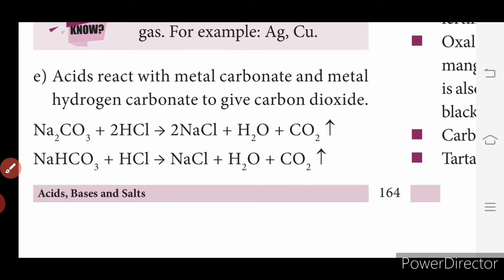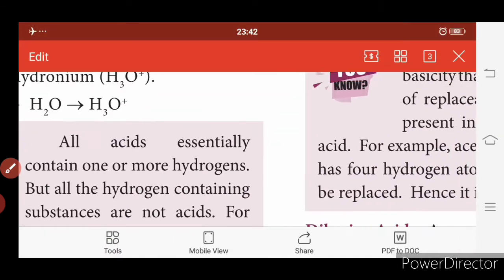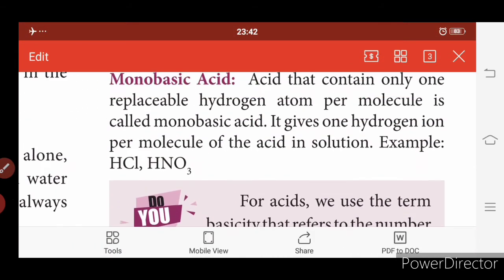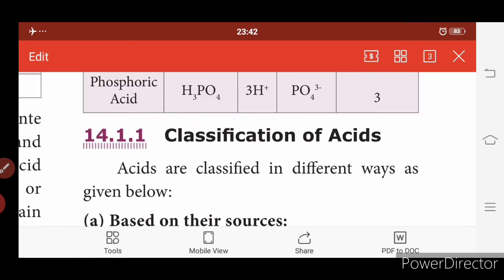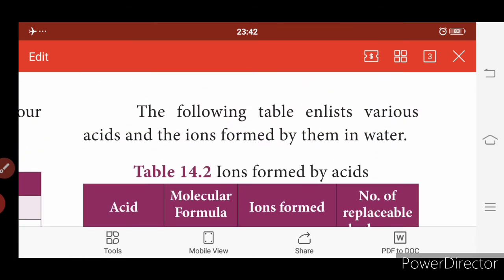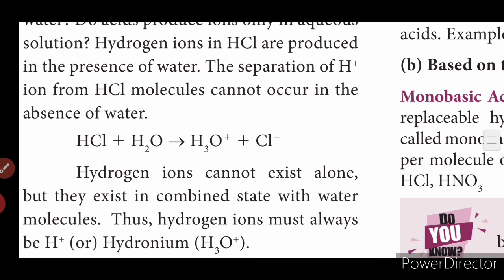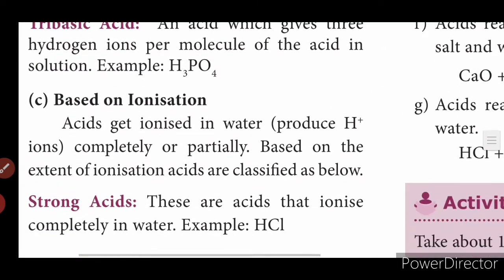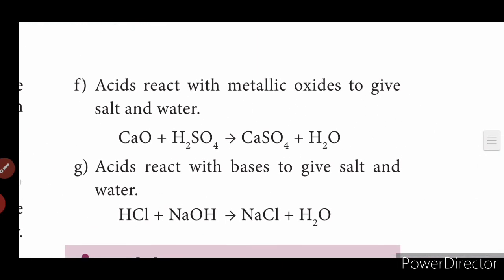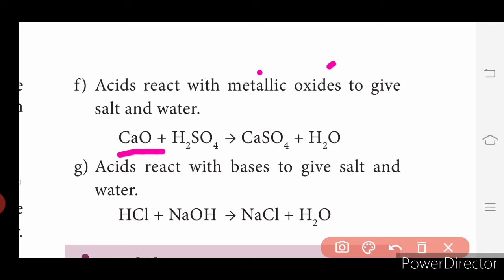Okay. So then the next one, the example for the reaction of acids giving salt and water. Acids react with metallic oxides to give salt and water. CaO, calcium oxide, plus sulfuric acid gives CaSO4, calcium sulfate, plus water.